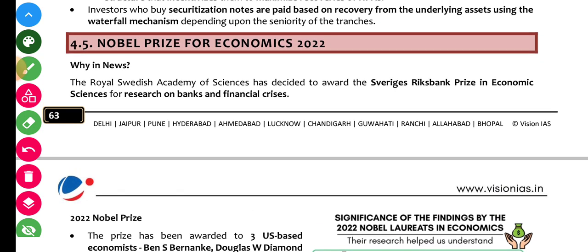Nobel Prize for Economics 2022. The Royal Swedish Academy of Sciences has decided to award the Sveriges Riksbank Prize in Economic Science for research on banks and financial crises. So keep this in mind. The economic background is banks and financial crisis.